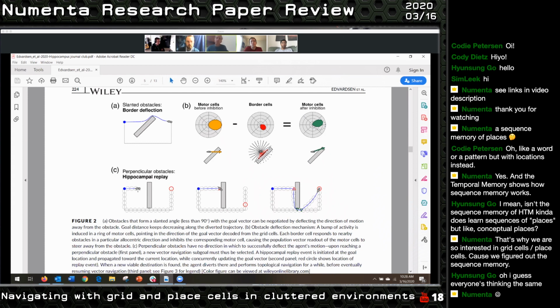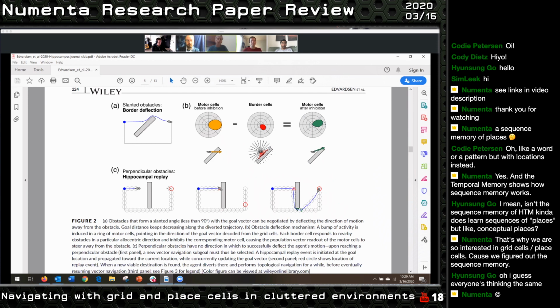But there's a problem if the animal runs into an obstacle, that strategy doesn't work. So in this case, the animal comes around here and wants to go back home, and it bumps into this vertical wall, and there's no clear strategy. This deflection method wouldn't work here. And so what they're proposing happens is that when the animal gets to this point and it stops moving, it says, okay, I'm stuck. What do I do? There is the replay of place cells.